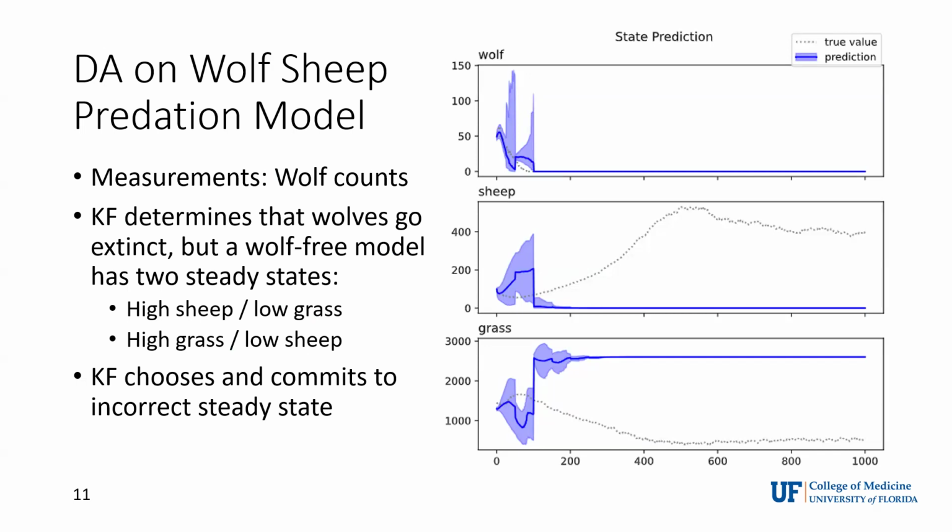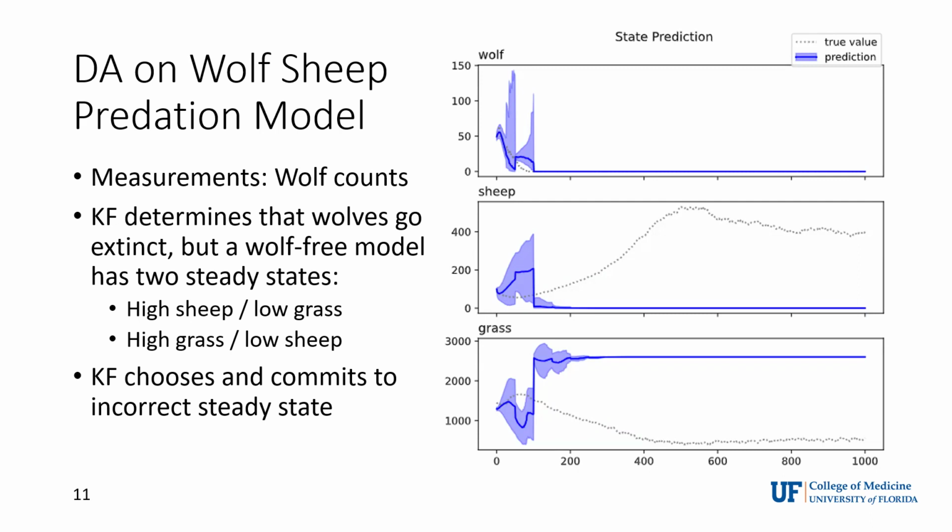So we have a lot of sheep and a very little amount of grass. Or we have the opposite, where we have high grass and low sheep. And this low sheep is really no sheep, right? So if all the sheep die out, then we have no wolves, we have no sheep, and we just have a bunch of grass. We have this prairie scenario. And then the error that we see here is that the Kalman filter chooses and commits to the wrong steady state. It thinks that all the sheep are going to die out, and we're just going to have a whole bunch of grass.